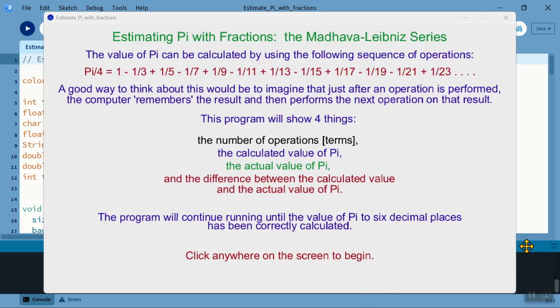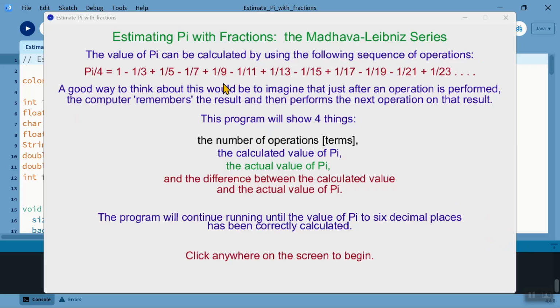I recently came across an article on the Madhava-Leibniz series that estimates the value of pi, and they both claim that this is their baby. What this says is that the value of pi can be calculated by using the following sequence of operations.